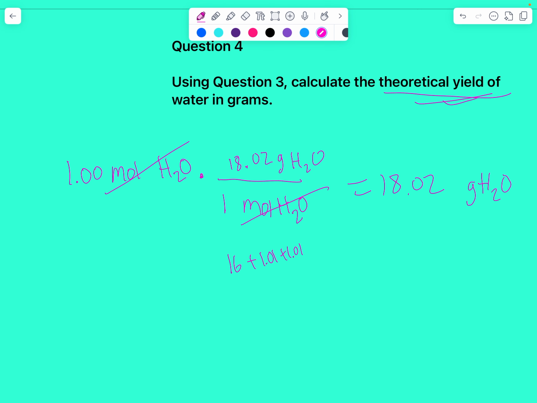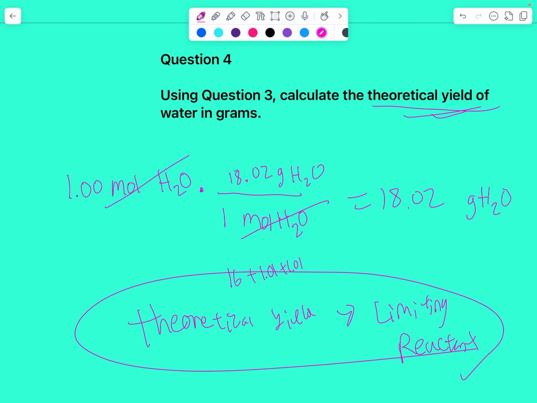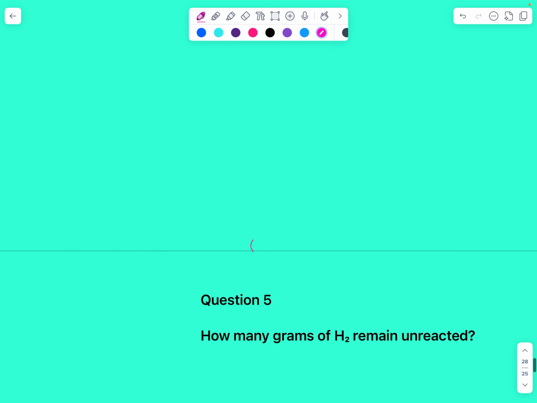Theoretical yield is always based on the limiting reactant. So I'm going to make a big note when you're doing your labs. Theoretical yield, always use limiting reactant. That's the best way to solve them, or the only way to solve them. All right, let's try problem 5.